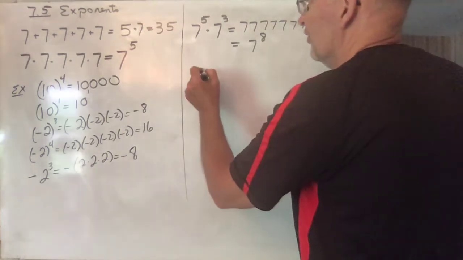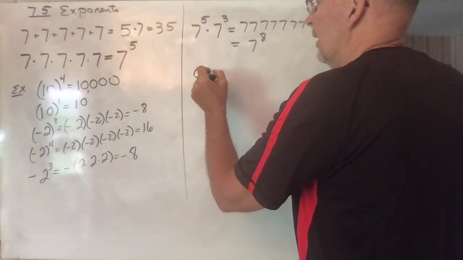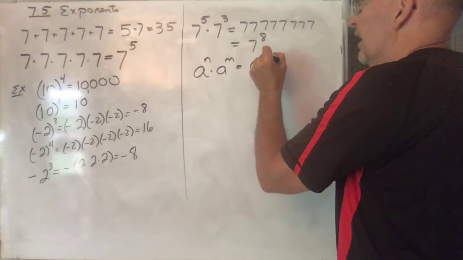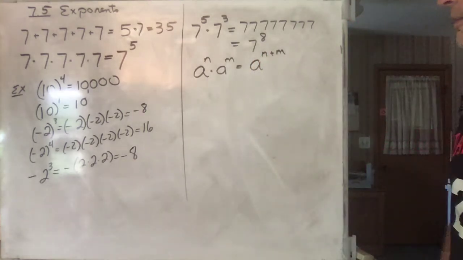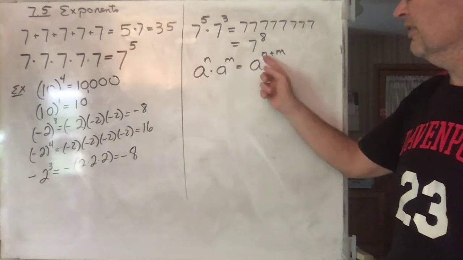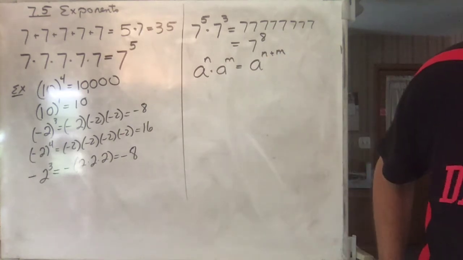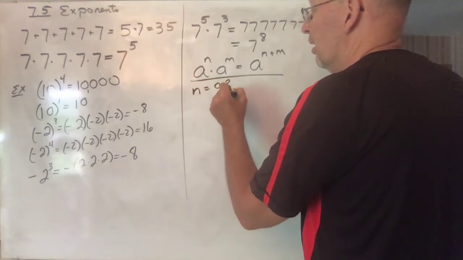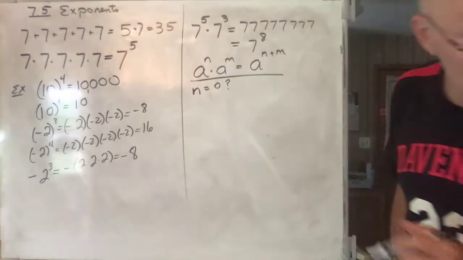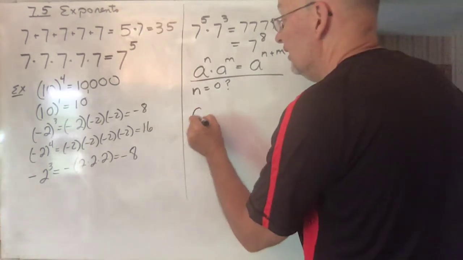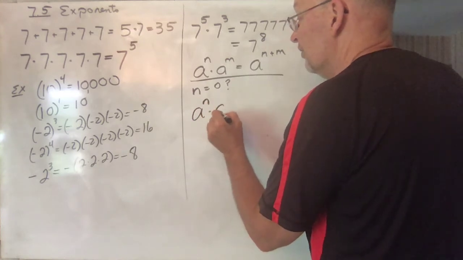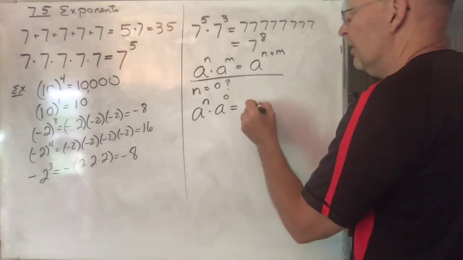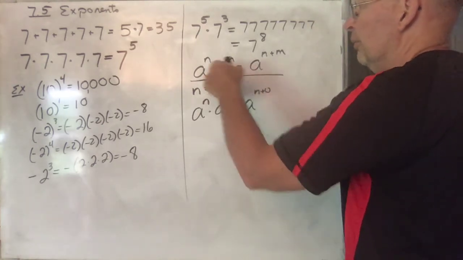Okay? If I wanted to write this in general, I'd have a to the n times a to the m is a to the n plus m, like that. Okay? Whatever number that is, you add the exponents. Okay? What happens if m is equal to 0? Then you're going to get a to the n times a to the 0, and of course that's equal to a to the n plus 0, what we just learned up there.